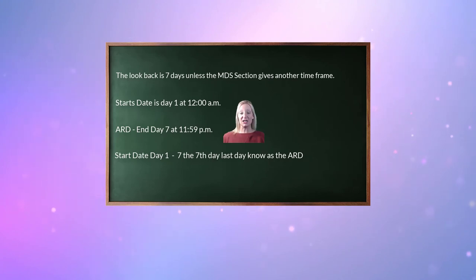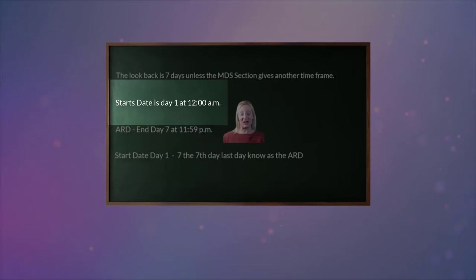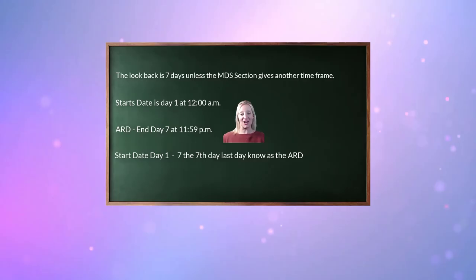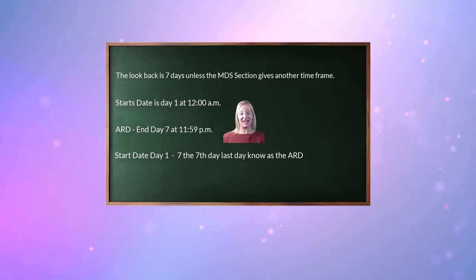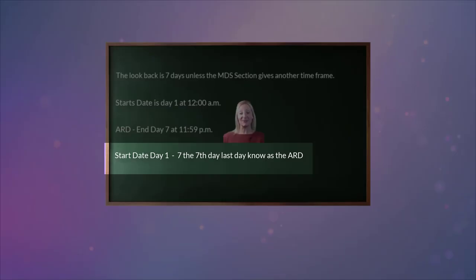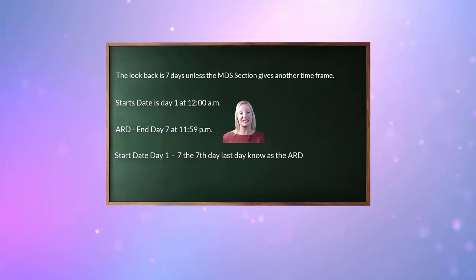I wanted to talk to you about the look back time frame. The look back time frame is 7 days. Day one starts at 12 a.m. on day one. The end date, the ARD date, ends on day 7 at 11:59 p.m. The typical time frame for the MDS is 7 days. So you have the start date to the end date to capture the data that you need to code the MDS, unless the MDS section specifies another time frame.